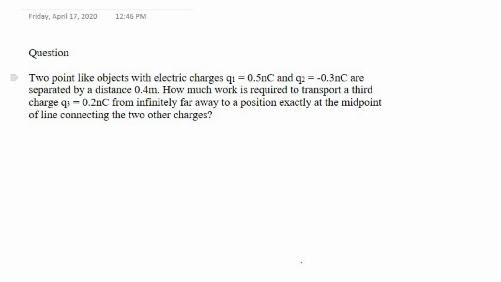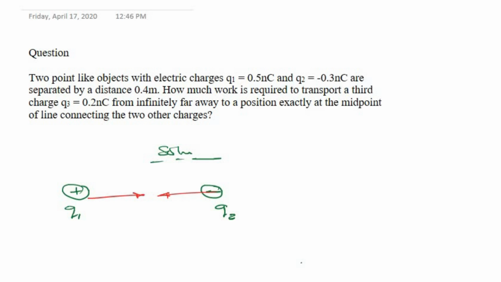So this is a tricky question. Don't be fooled by the English. So let's quickly solve the question. Basically what we are asked to do is just to find the work required to move Q3 to the midpoint. So we have two charges, Q1 and another charge here, Q2. They are unlike charges, so Q1 is positive and the other one is negative. So definitely these two charges will attract.